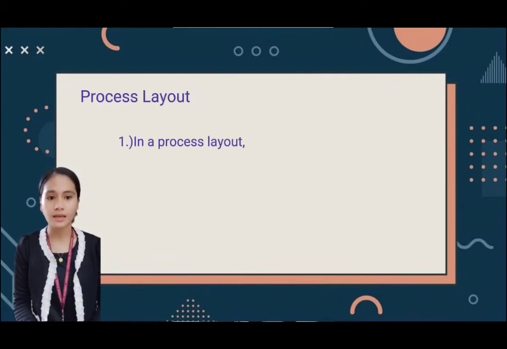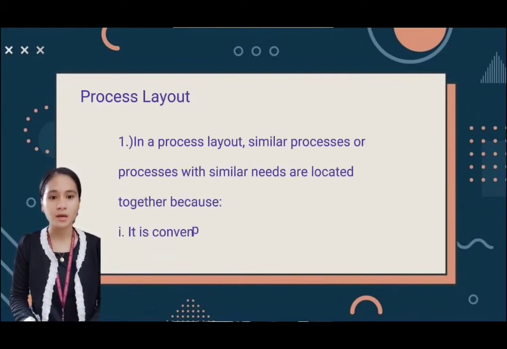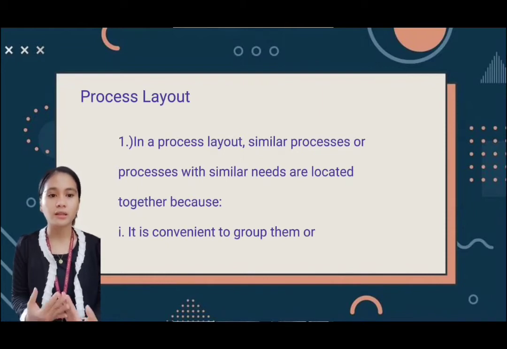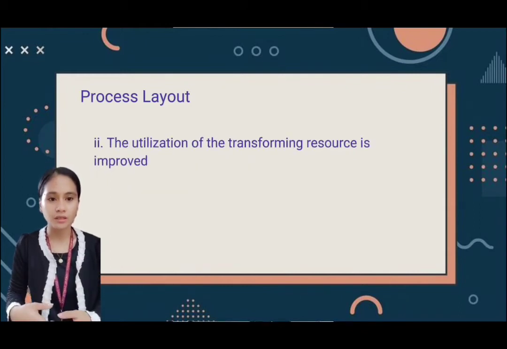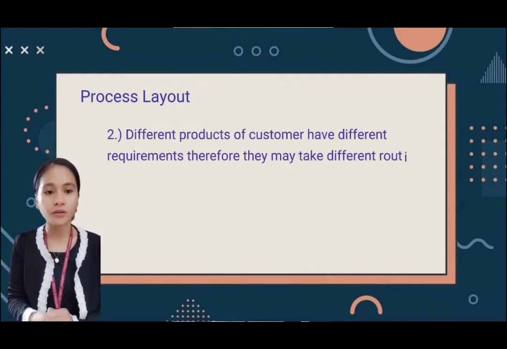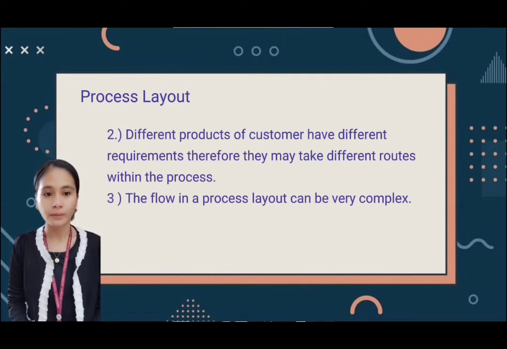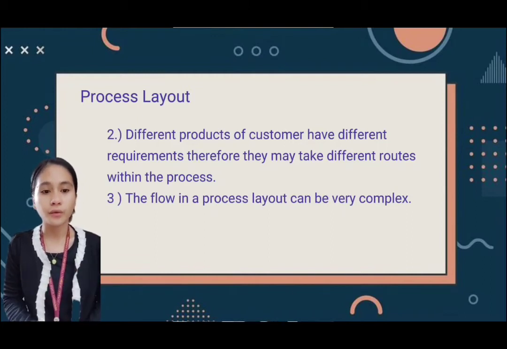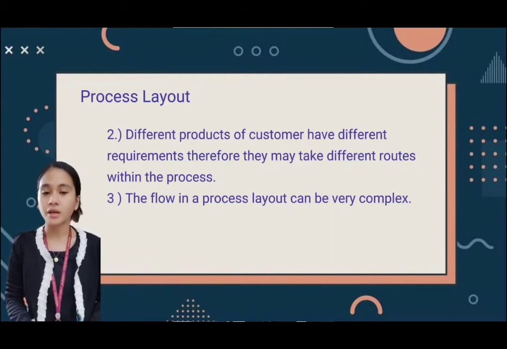The second layout type is process layout. In a process layout, similar processes with similar needs are located together because it is convenient to group them together or the utilization of the transforming resource is improved. Different products or customers have different requirements, therefore they may take different routes within the process. The flow in a process layout can be very complex.